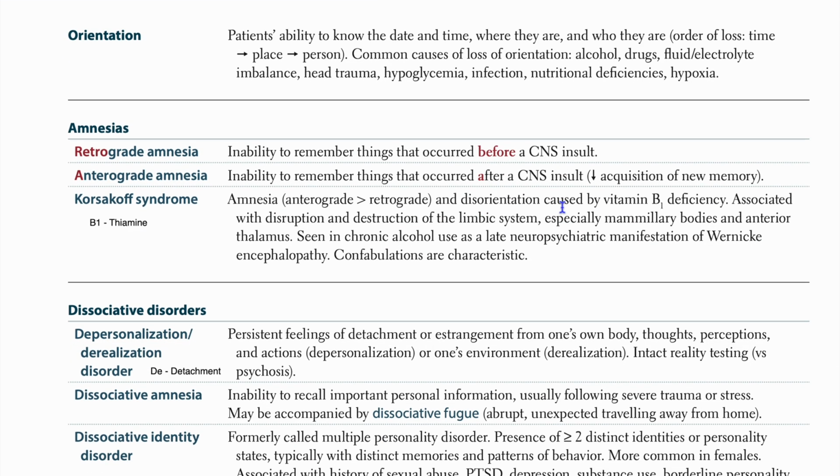Okay, orientation. Patient's ability to know the date and time, where they are and who they are, order of loss: time, place, and person. Common cause of loss of orientation.